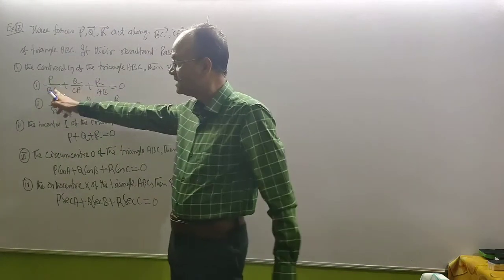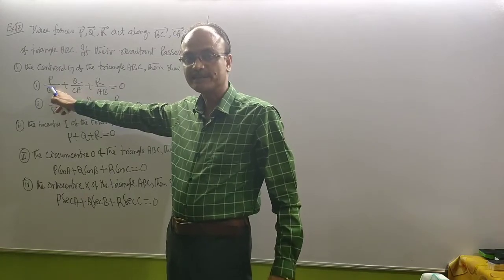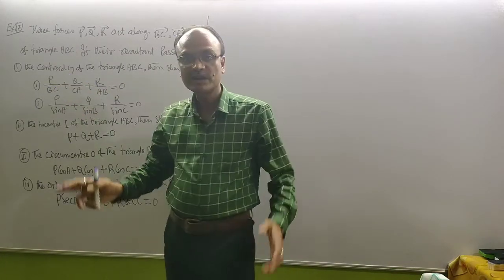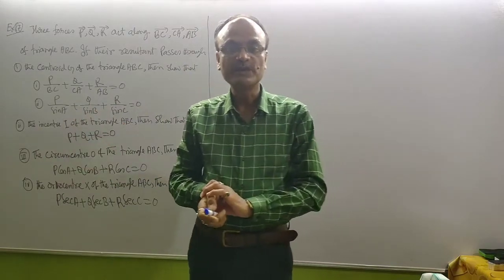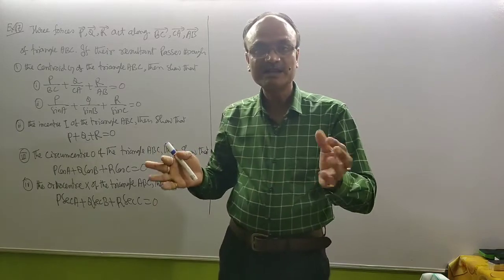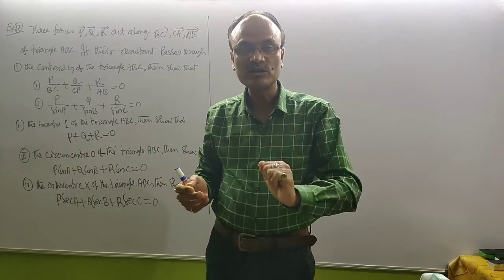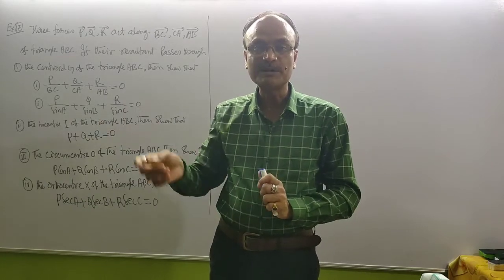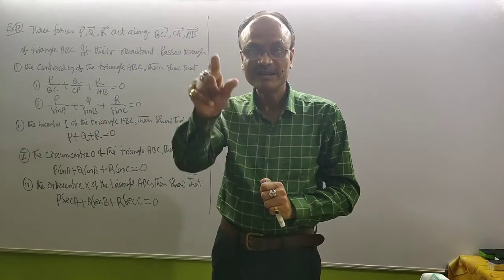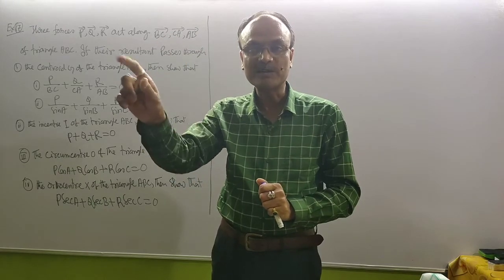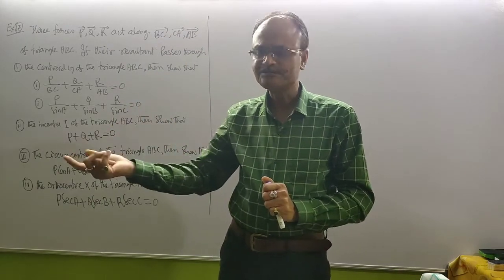BC, CA, AB. BC can be replaced by small a, and similarly small b, small c. P by small a plus Q by small b plus R by small c, this is equal to 0. If the resultant passes through the incenter of the triangle, then P plus Q plus R equal to 0. If the resultant passes through the centroid of the triangle, then P by small a plus Q by small b plus R by small c equal to 0.